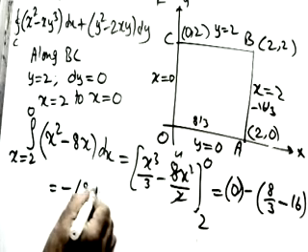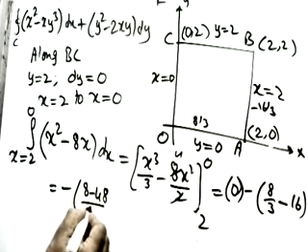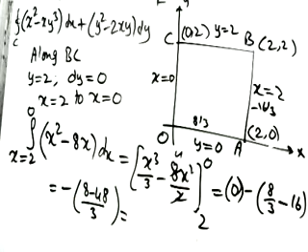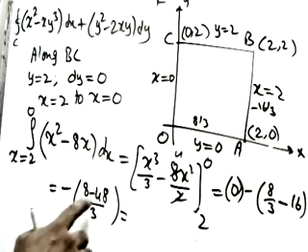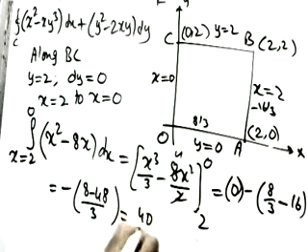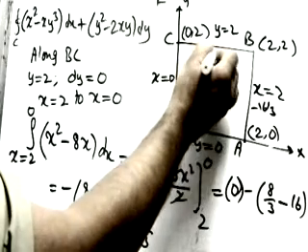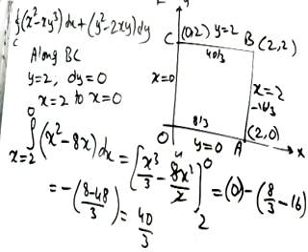Let me take LCM here. 3 into 16, 48. 8 minus 48 by 3. What will this be? Minus 40, and minus 1 is plus 40. So this is 40 by 3. So we got this as 40 by 3.